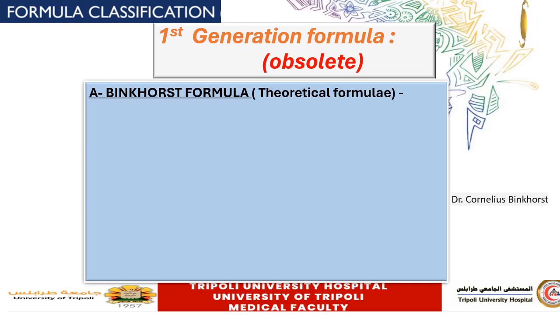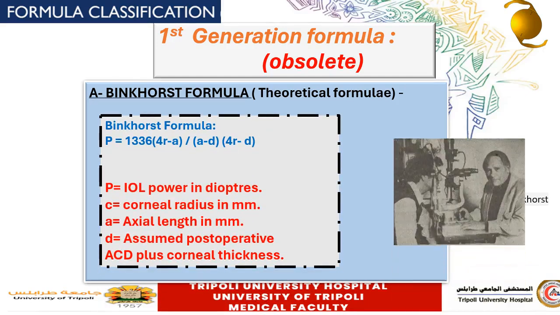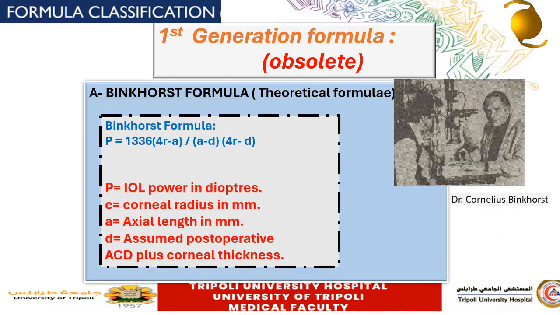Now I will speak quickly about the first and second generations, which are obsolete now and no longer used. The famous first generation formulas are the Binkhorst formula and also the SRK formula. The Binkhorst formula, by Dr. Binkhorst, as you can see, depends on various parameters, including the corneal radius of curvature, the axial length, and the assumed postoperative AC depth plus the corneal thickness. That's to say, it measures the corneal depth from the anterior surface of the cornea, including the corneal thickness. As I said, this formula is now obsolete, and you will see in the second generation that it has been modified.